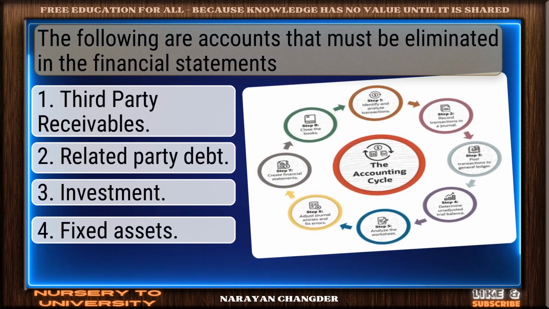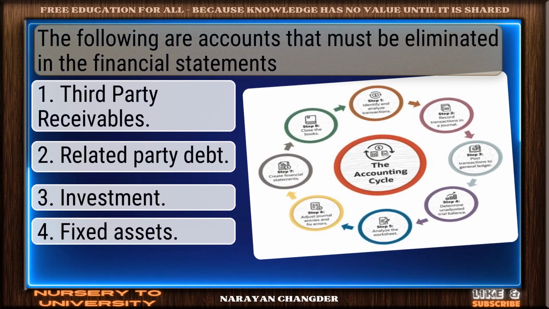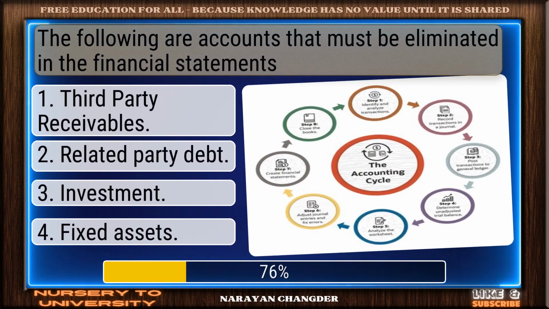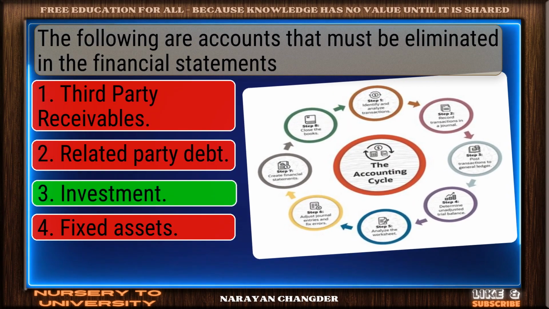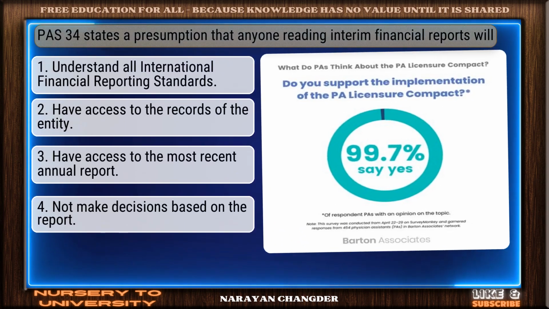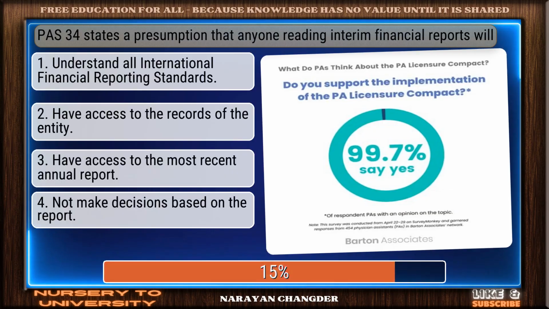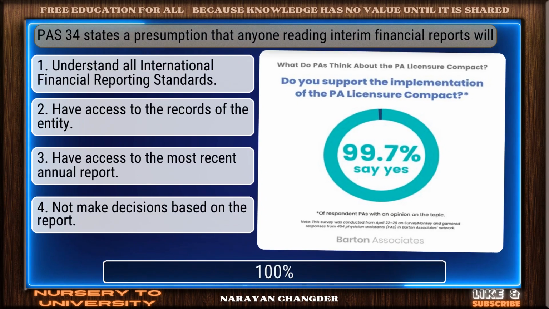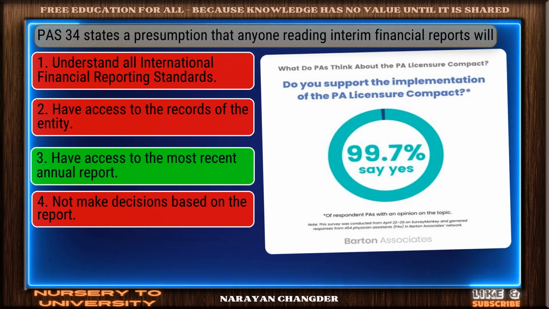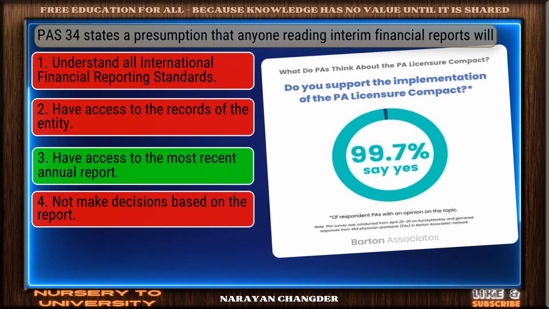The following are accounts that must be eliminated in the financial statements. Great thinking. Investment is the right choice. Past 34 states a presumption that anyone reading interim financial reports will bravo. Have access to the most recent annual report is the answer.